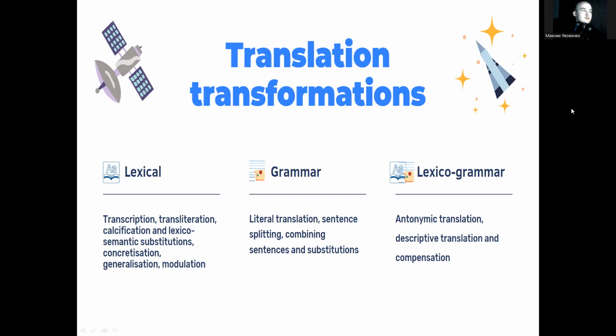Therefore, 4 methods of translation of a pragmonym can be noted. First, keeping the pragmonym as it was in the original. Then, transcribing the pragmonym. Third, transliterating the pragmonym. Or translation of the pragmonym, literal translation.